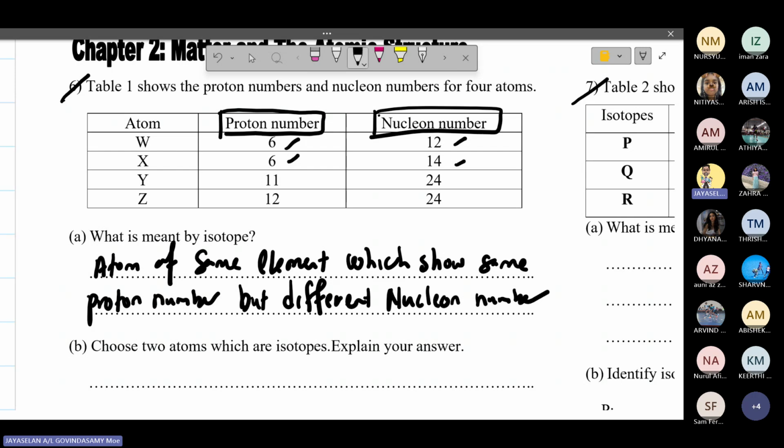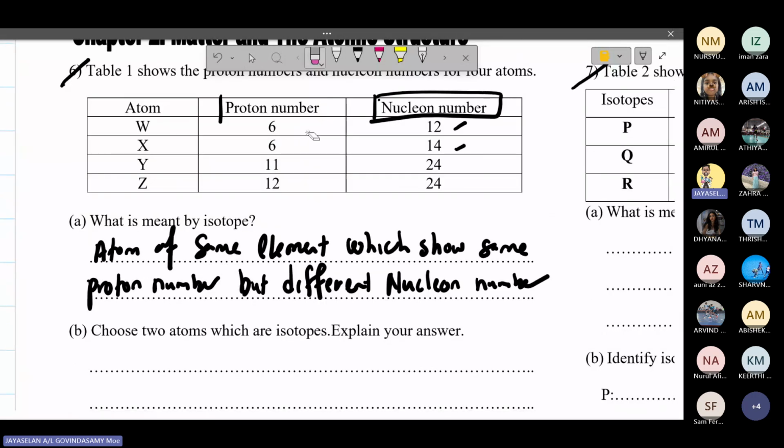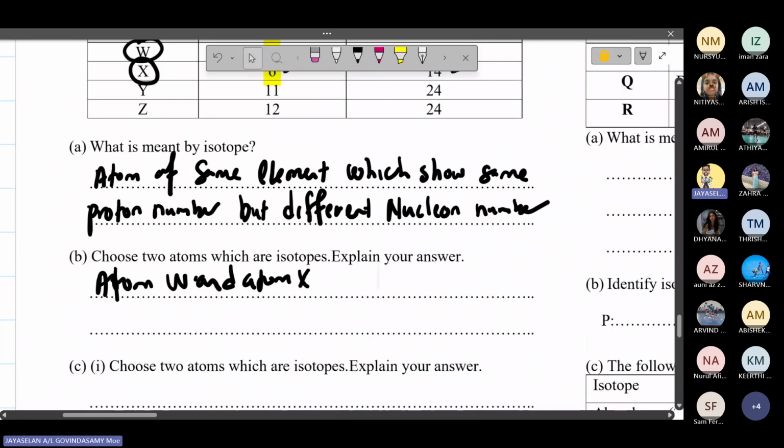Now I do this one. Choose two atoms which are isotopes. So which proton number is same, which nucleon number is different. If you see here the proton number is same, right? The isotope will show the same number of protons, different number of neutrons. Here you see the proton 6, nucleon number 12, 14. So atom W and atom X. I put here atom W and atom X. I already score 1 mark.